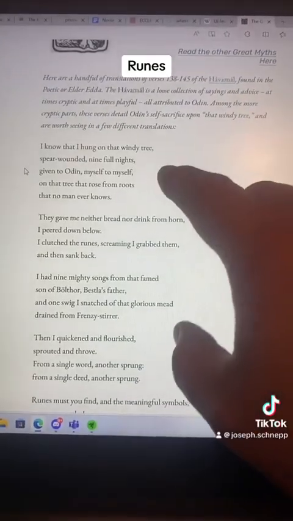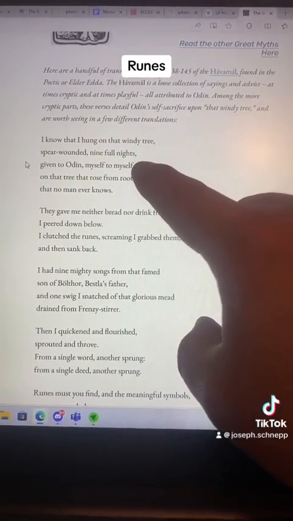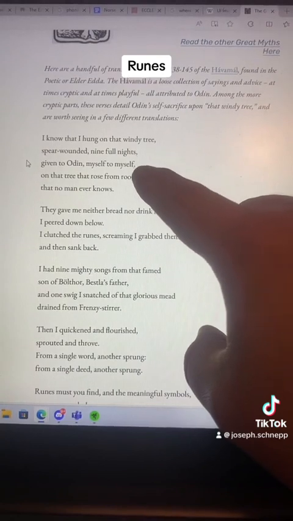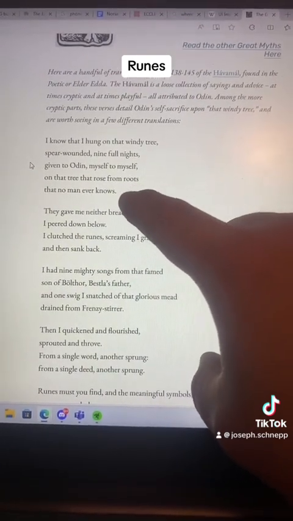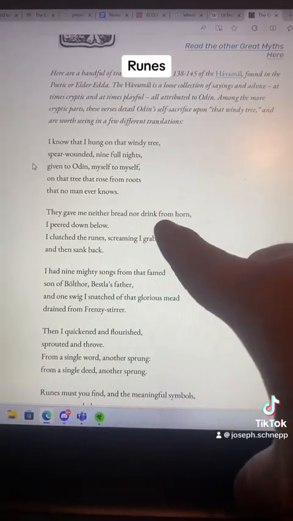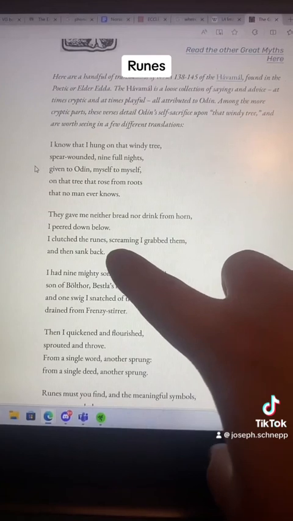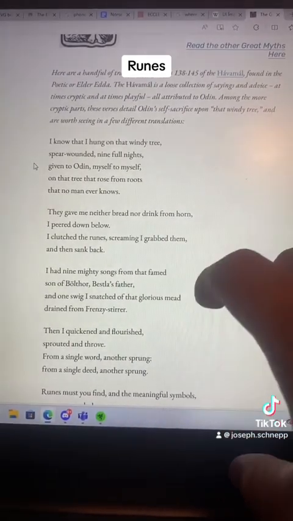Runes have many different legends to them. So here's the legend right here. I know I hung on that windy tree, spear wounded 9 full nights, given to Odin, myself to myself, on that tree that rose from roots that no man ever knows. They gave me neither bread nor drink from horn. I peered down below, I clutched the runes screaming, I grabbed them, and then I sank back.